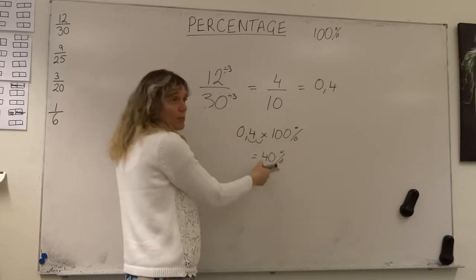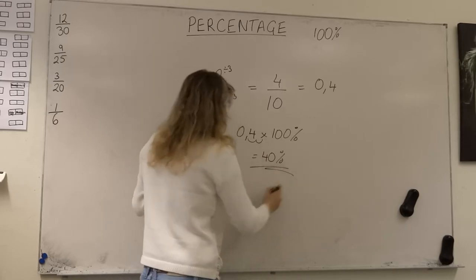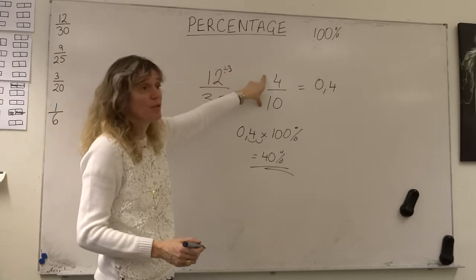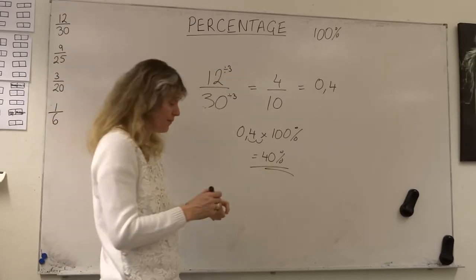Wherever there's a gap there, we put in a 0. So we get that 12/30ths is exactly the same as the number 4/10, which is 40%.